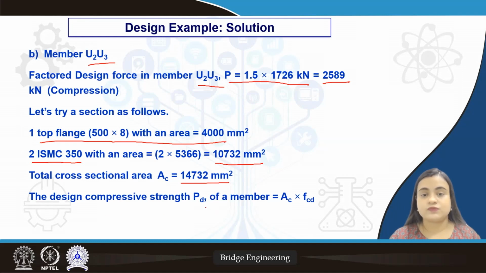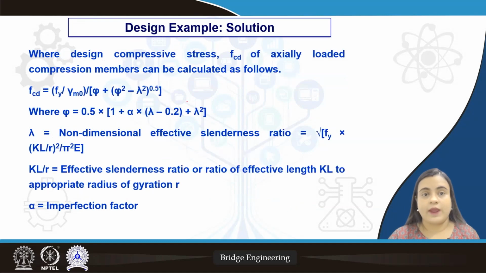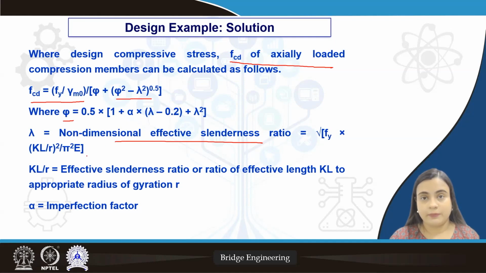The design compressive strength PD of a member is obtained as AC times FCD, where the design compressive stress FCD of axially loaded compression members can be calculated as FCD equals Fy by gamma M0 divided by phi plus square root of phi square minus lambda square. Here, phi is a function of alpha and lambda is the non-dimensional effective slenderness ratio, obtained as square root of Fy times KL by R square divided by pi square.